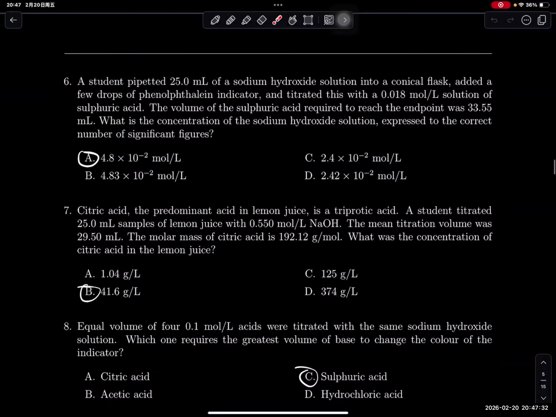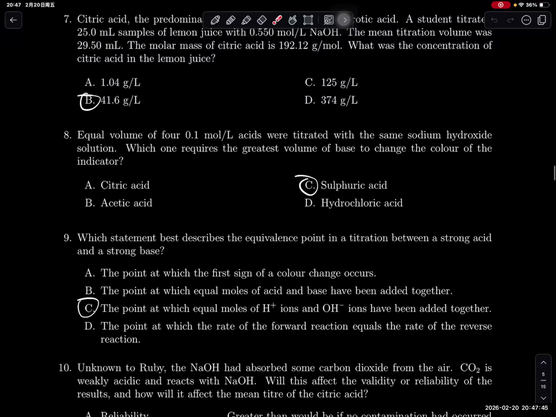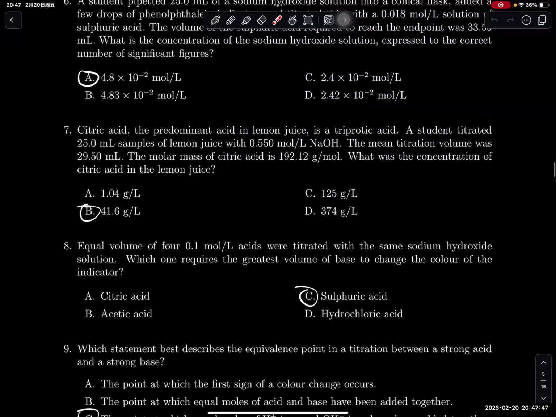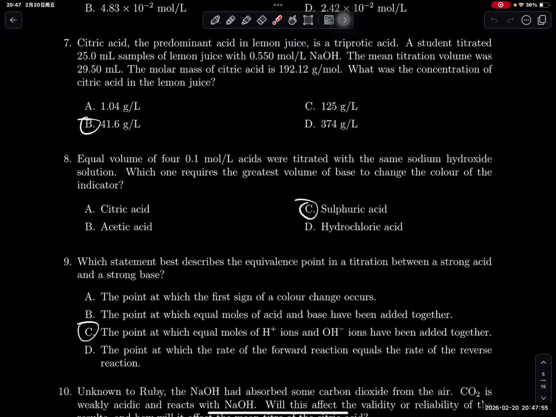Question 7 as well. You need to know that citric acid is a triprotic acid. And given the molar mass, but it's fine. It's just a simple calculation, okay? So you calculate the concentration in moles per liter, and then you use the molar mass to convert it into grams per liter. Right? You should be able to do this. If not, let me know, and I'll go through it in class.